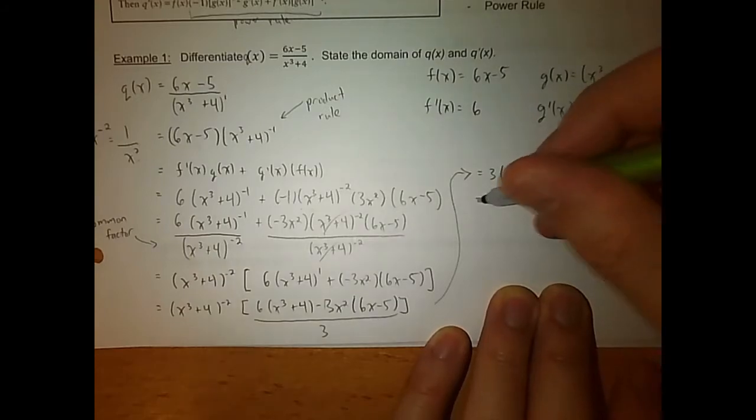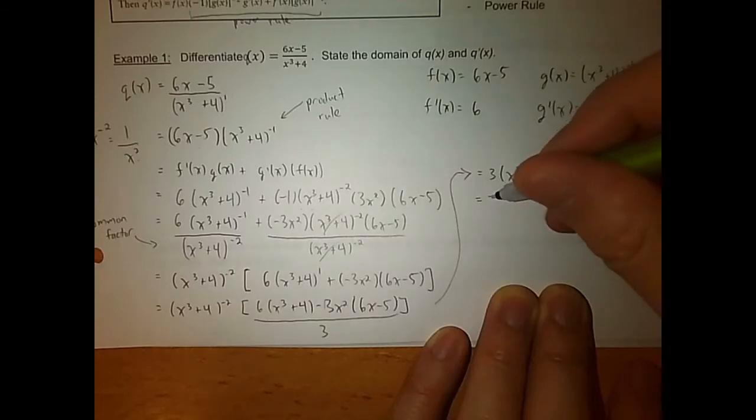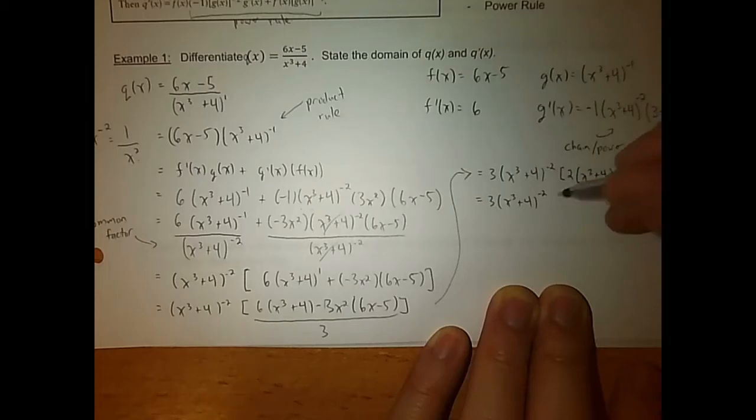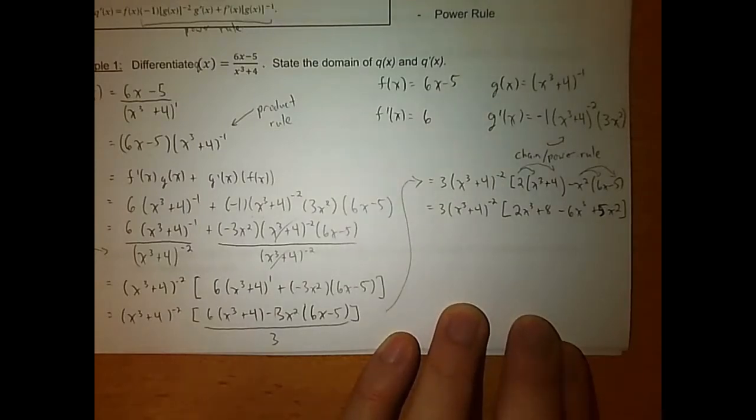So now if we want, we can just start expanding things. So I'm going to write this as 3x to the power of 3 plus 4 to the power of negative 2. We're going to get 2x to the power of 3 plus 8 using our distributive property here, minus 6x to the power of 3 plus 5x squared. Oops, I just realized I'm not showing that there. So again, a lot of simplifying here, a lot of just very small calculations.